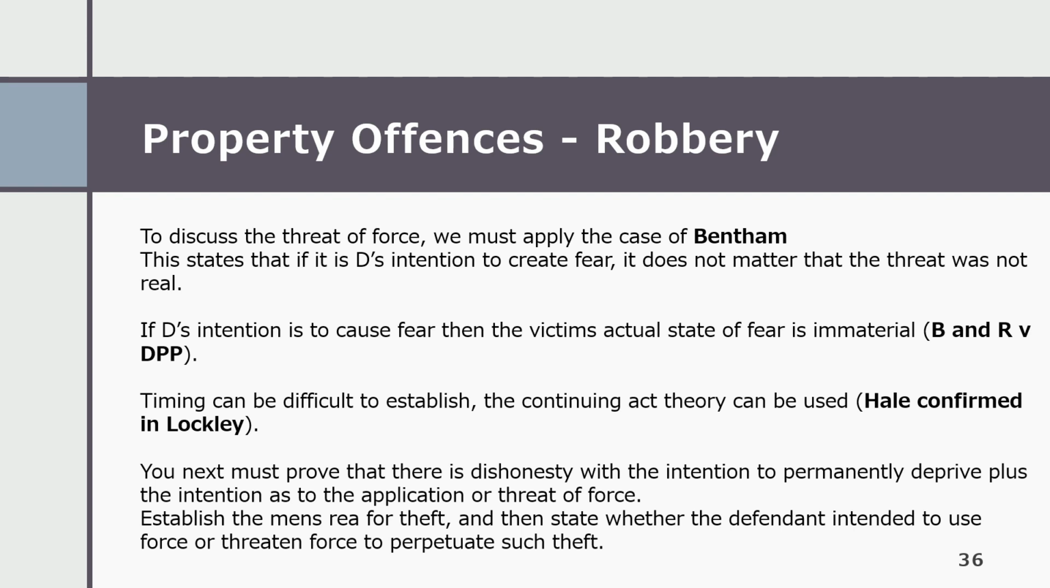That's B and R v DPP. Timing can be difficult to establish, so you can implement the continuing act theory to use in your case scenarios for robbery. That's Hale, confirmed in Lockley. You must next prove that there is dishonesty with the intention to permanently deprive, plus the intention as to the application of threat or force. So establish the mens rea for theft and then state whether the defendant intended to use force or threaten force to perpetrate such theft. Obviously do so reasonably. So you shouldn't necessarily need to state every single part of the mens rea, but what applies to the case, or what you believe is reasonable relative to your essay.